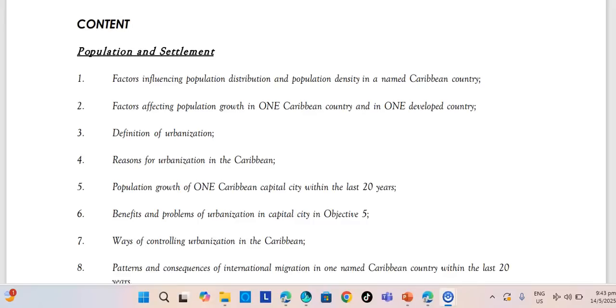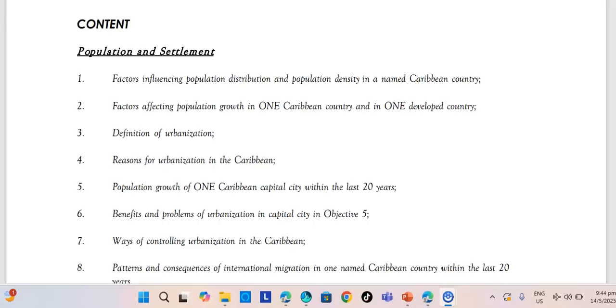So what is population distribution? If you're going to attempt any question on the geography paper on population, you have to know what population distribution is. This refers to where people live in a country. Population density means how many people live in a certain area per square kilometer.